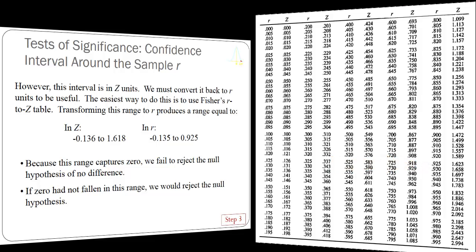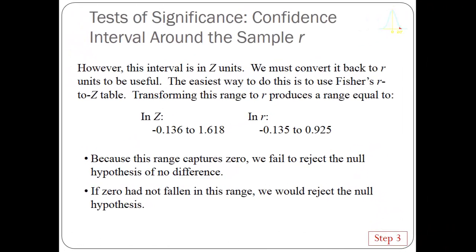So our Fisher's Z, when converted back to Pearson's R, has a 95% confidence interval ranging from minus 0.135 to 0.925.